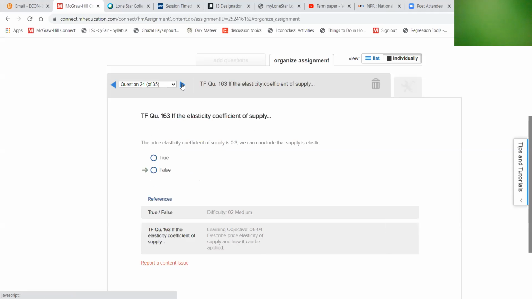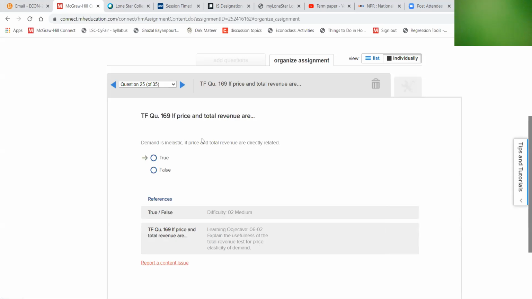For this question, we are looking at just basically how we define elastic and inelastic supply. So the price elasticity of supply is less than 1. So this statement is wrong because then the supply will be inelastic.